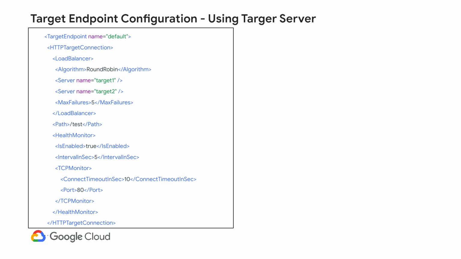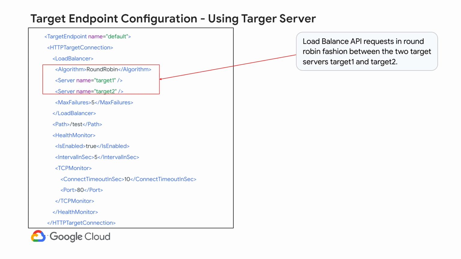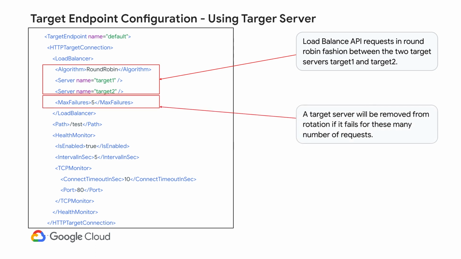Target server is basically a resource that is defined at the environment level. It will have the backend service host name, port number, flag that indicates secure or non-secure host, and few other fields. In the example target endpoint configuration shown here, there are two different target servers, target 1 and target 2, and the algorithm is round robin. This means that the API request will be routed to each of these target servers in the same order as listed in the configuration. The max failures element specifies the number of failed requests after which the specific target server will be removed from the rotation. After this point, no more requests will be sent to the specific target server.